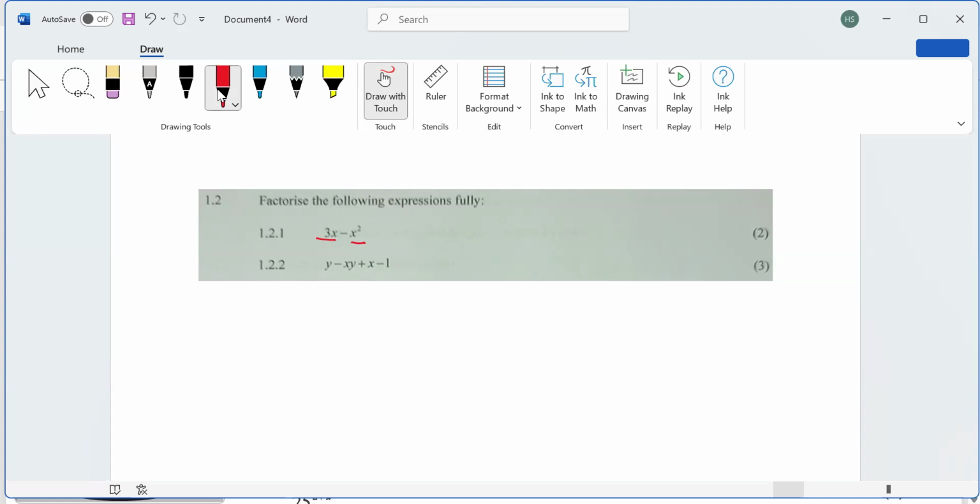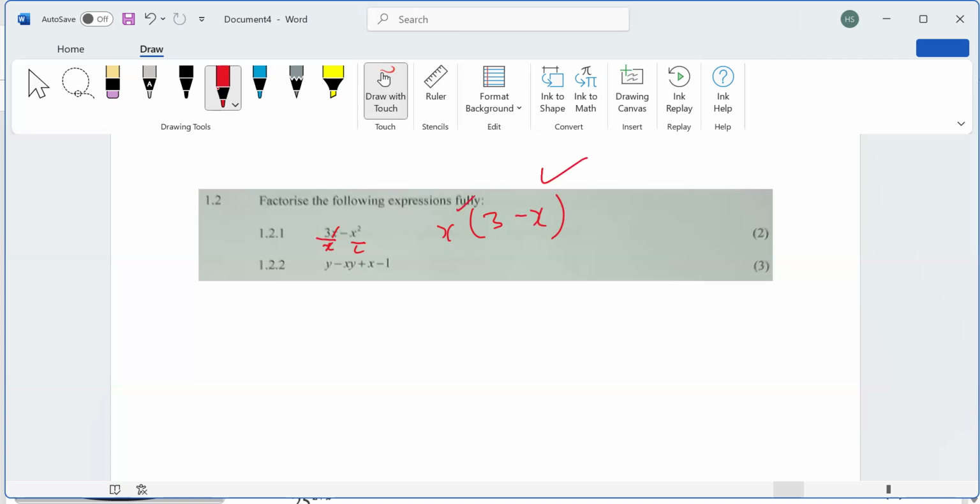Between these 2 terms here, what seems to be common? Yeah, if you take out x as common, then it means we are dividing by x and then also dividing by x. If you say x and x, we're left with what? X squared. What are you going to remain with? Minus x. And then you get your 2 marks.